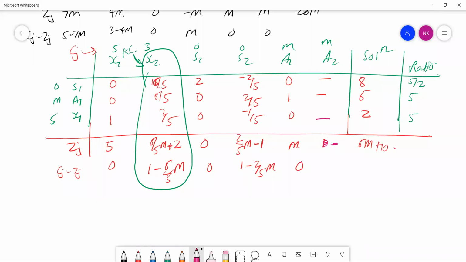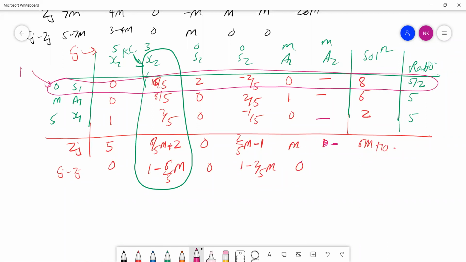And yes, sir, this is correct. So in this particular case, if this is correct, then this one will be serving as our key row. This is our key element.